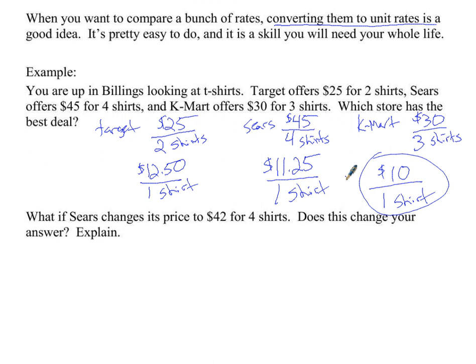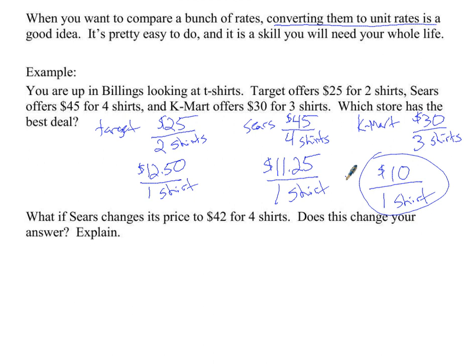All right, what if Sears changed their price to $42 for 4 shirts? Does this change your answer? Why not? Well, they're on sale, right? Like Sears is making a big deal out of these shirts. They're on sale. Wouldn't change the order? Kmart's still cheaper? How do you know? We haven't even done any math here. How do you know?